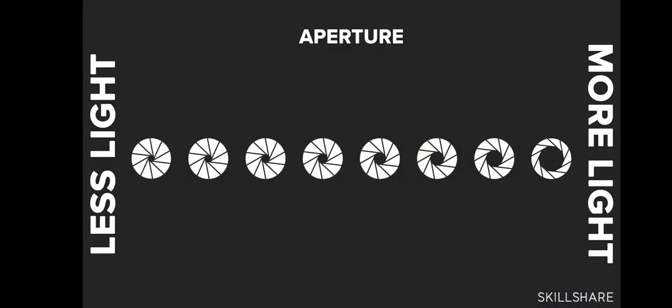Now, aperture is denoted as a number as well, and it's called the f-stop. The f-stop controls the size of the opening. It's going to sound a little counterintuitive, but the smaller the number, the bigger the opening. And the bigger the number, the smaller the opening.